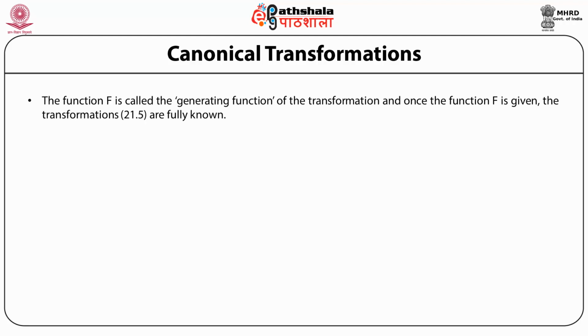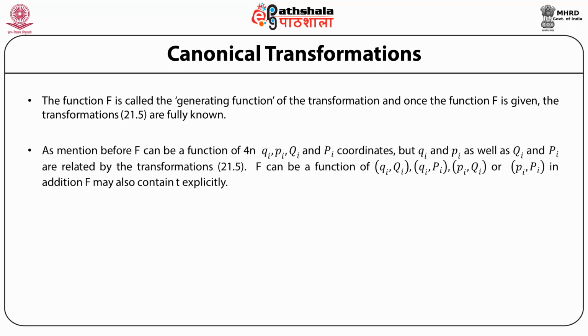This function F is called the generating function of the transformation, and once the function F is given, the transformations are fully known. The transformations from the old coordinates to the new coordinates, and from the old conjugate momenta to the new conjugate momenta, are completely known. As mentioned before, this generating function F can be a function of 4n old and new coordinates and conjugate momenta. But the old as well as the new coordinates and momenta are related, so F can be a function of either the old coordinates and the new coordinates, or the old coordinates and the new momenta, or the old momenta and the new coordinates, or the old momenta and the new momenta. In addition, F can contain time explicitly.